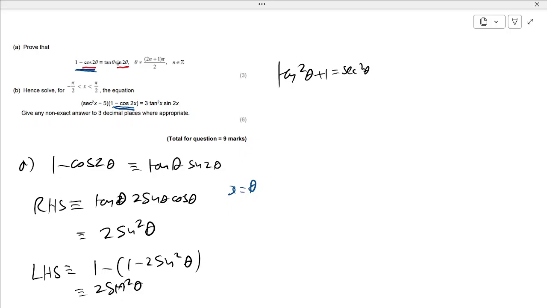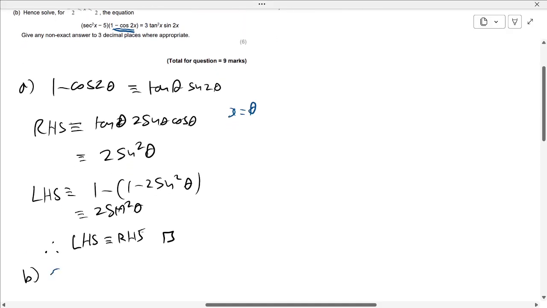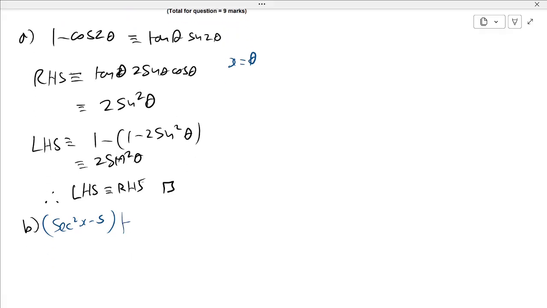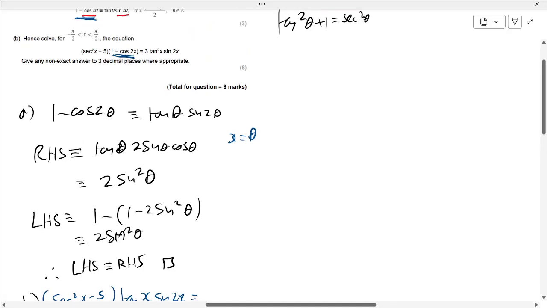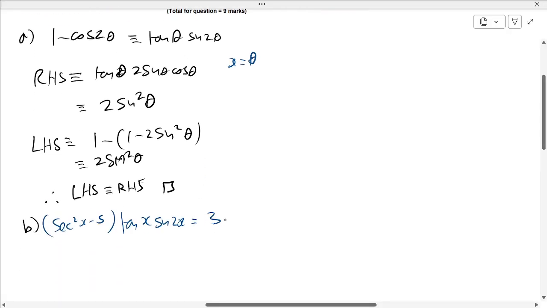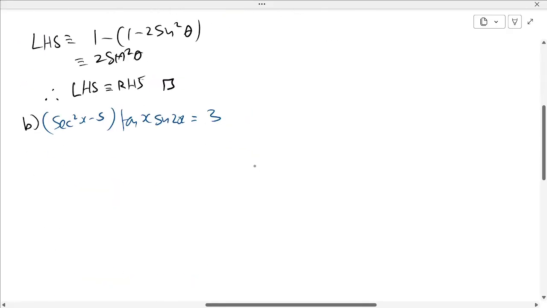So I will have tan x sine 2x. So that is x squared x minus 5 times by, forgot what it was, tan x sine 2x is equal to, not identical to, oops, it's an equation, equals 3 tan squared sine 2.